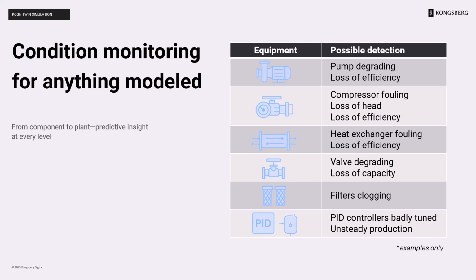For example, a heat exchanger showing gradual loss of performance before fouling. A separator with level control issues that start to drift days before alarms. A valve with sticking behavior causing subtle mismatches in flow. Anywhere you have a model, you now also have a condition monitor.